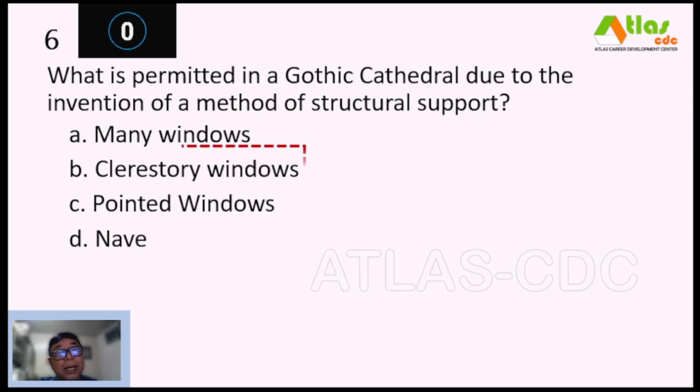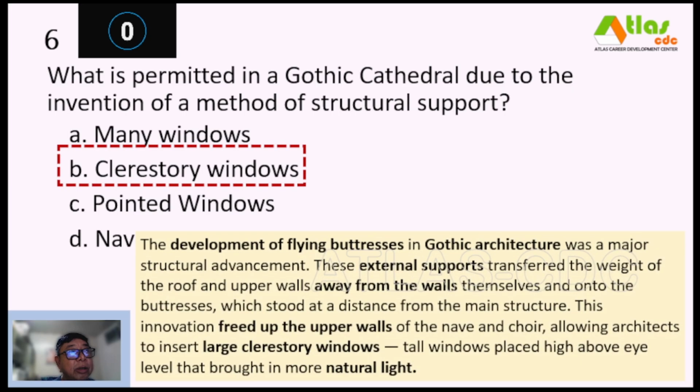And our correct answer is letter B, clerestory windows. The development of flying buttresses in Gothic architecture was a major structural advancement. These external supports transferred the weight of the roof and upper walls away from the walls themselves and onto the buttresses, which stood at a distance from the main structure. This innovation freed up the upper walls of the nave and choir, allowing architects to insert large clerestory windows, that is, tall windows placed high above eye level that brought in more natural light.